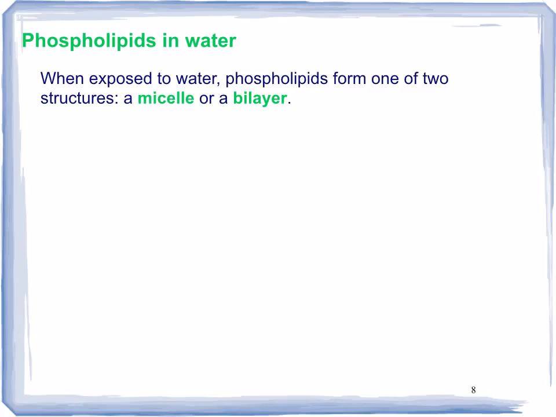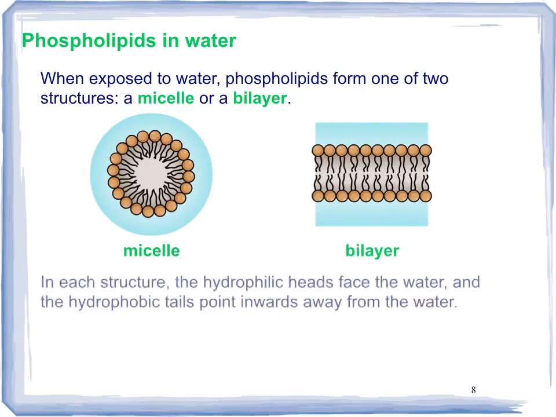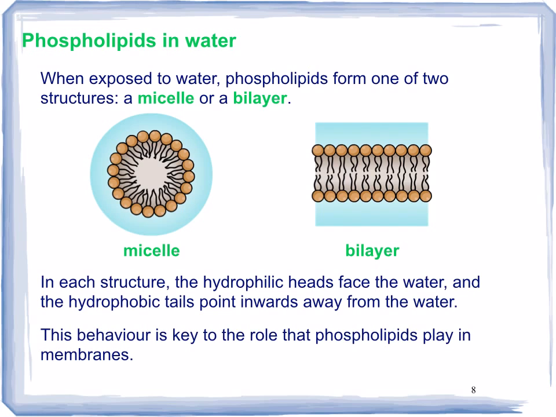So if you were to put phospholipids in water, they would form one of 2 structures. They'd either form a micelle, which you can see here, where the phosphate heads are pointing towards the water and it's formed a circular structure, or a bilayer. In each structure, the hydrophilic heads face the water and the hydrophobic tails point inwards, away from the water. This behavior is key to the role that phospholipids play in membranes.